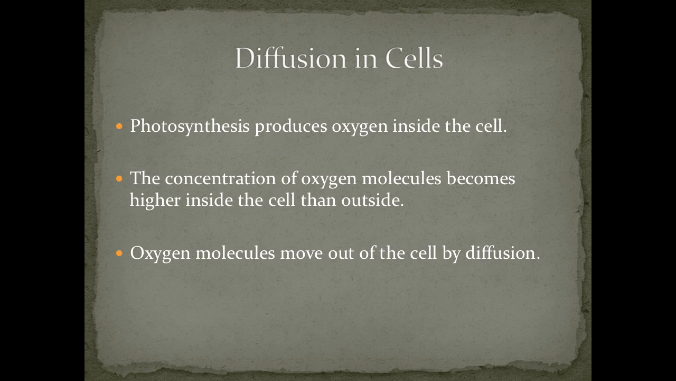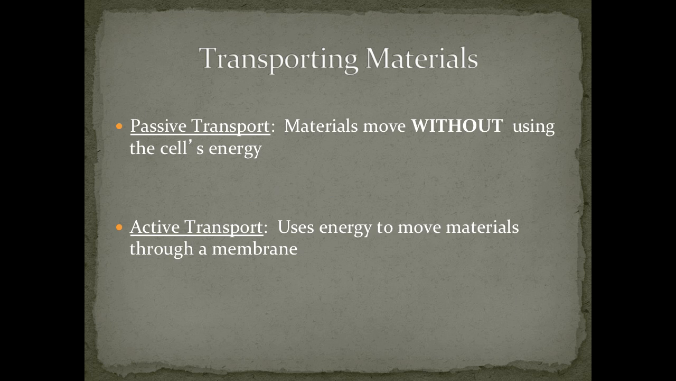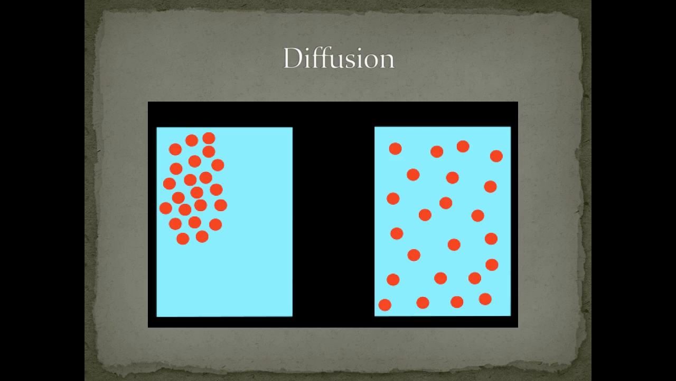Diffusion in cells is where you've got photosynthesis that produces oxygen inside the cell. The concentration of oxygen molecules then becomes higher inside the cell than outside the cell, and the oxygen molecules move out of the cell through the process of diffusion. And again, this is just another diagram to show where you've got a higher concentration and it moves toward a lower concentration where they're more spread out.